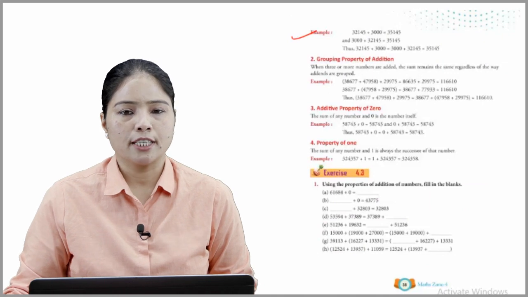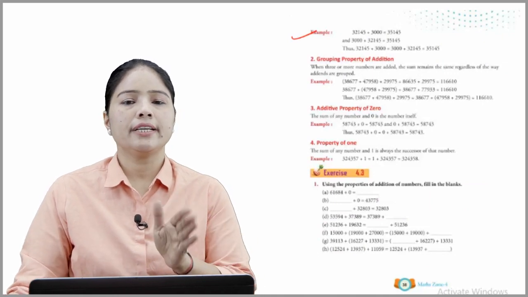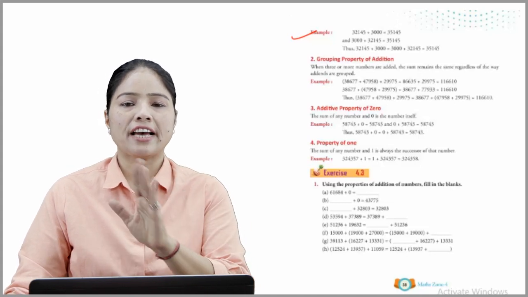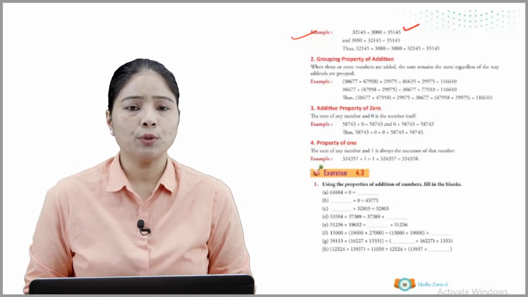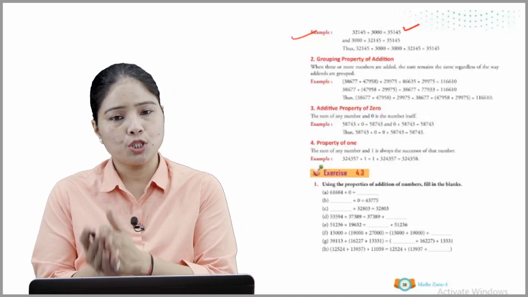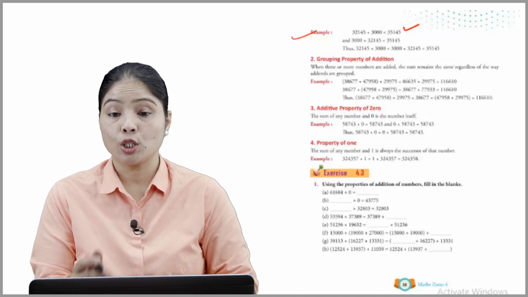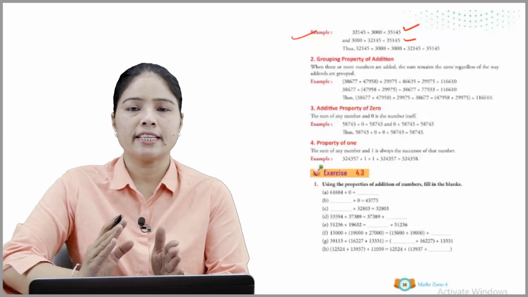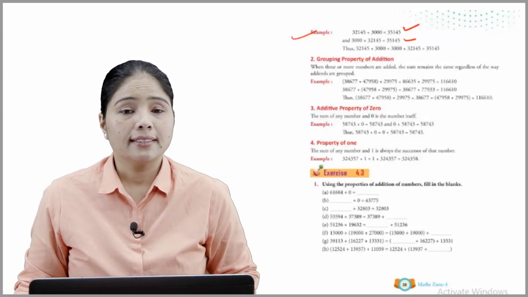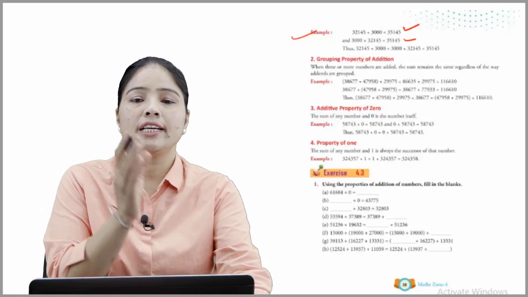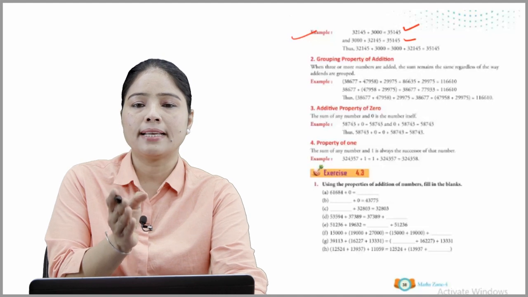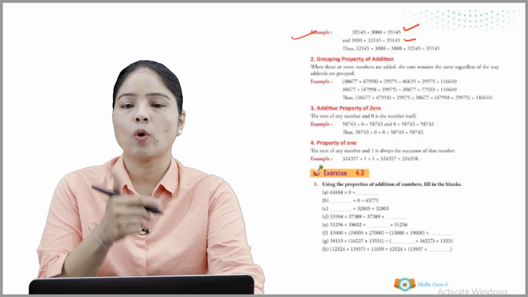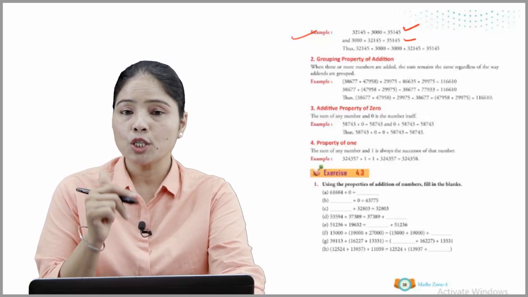Example. हम example से समझते हैं इसको. 32145 plus 3000. So if you add all the numbers, then you will get 35145. इन दोनों को ऐड करने पे हमारा आंसर ये होता है. And 3000 plus 32145 is equal to same 35145. तो आपने क्या करा? इनके ऑर्डर को चेंज कर दिया, बट आंसर हमारा सेम है. Thus 32145 plus 3000 is equal to 3000 plus 32,145 is equal to 35,145. I hope you understood the property.